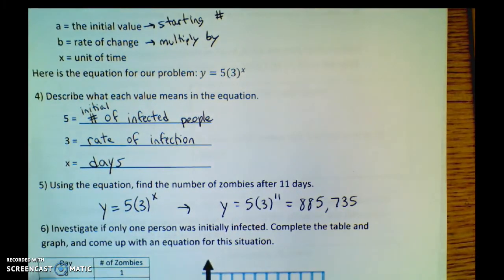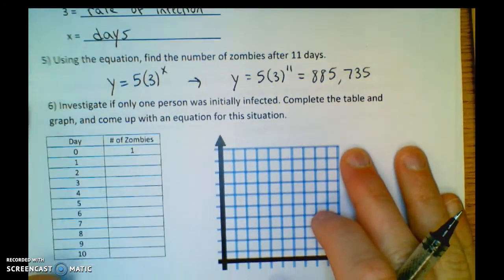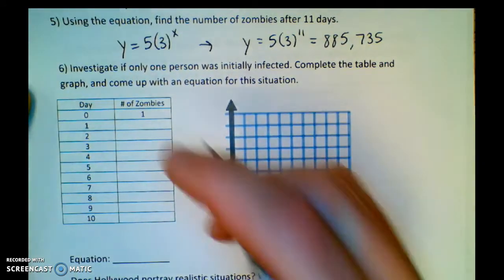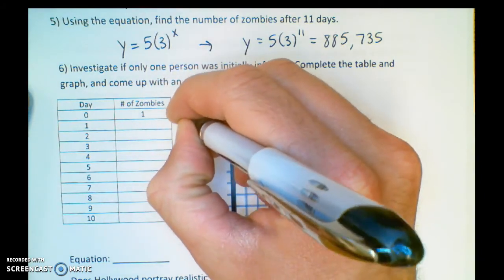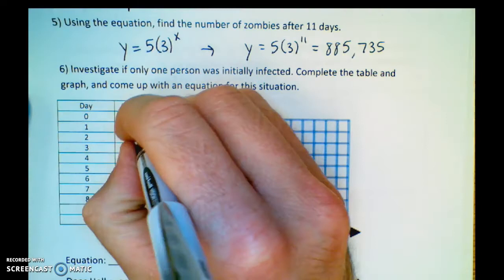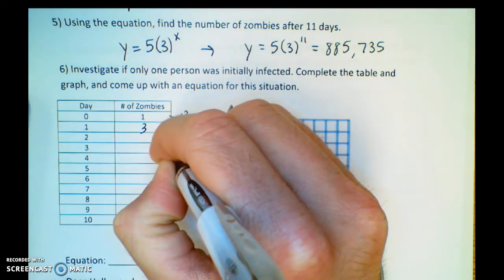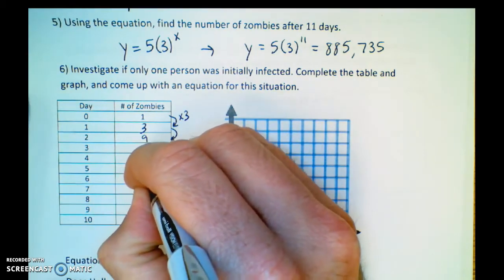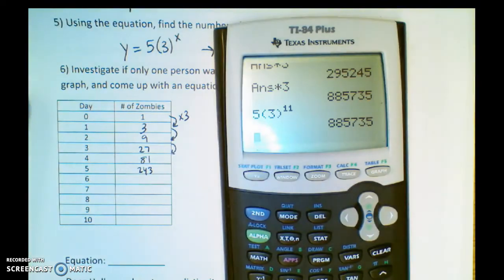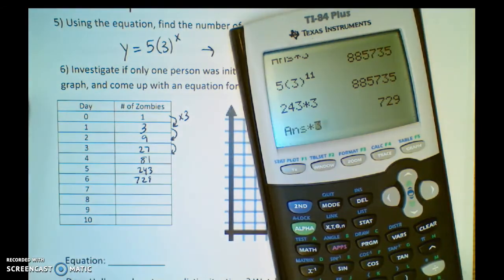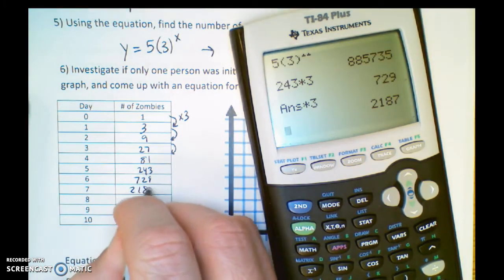Okay, let's try it again. This time, let's see if only one person was initially infected. What would the table and the graph look like and the equation be in this case? So it's still going to be the same rate of infection. They can turn people 3 times a day, or 3 people a day. So 1 times 3 is 3, and I'm just going to keep going on with my table. 9, 27, 81, 243. I think 729 comes next. 2187.